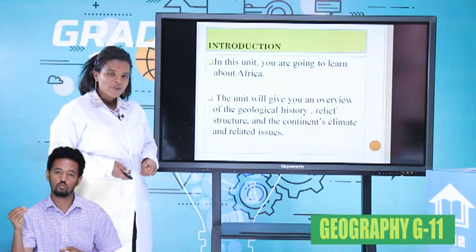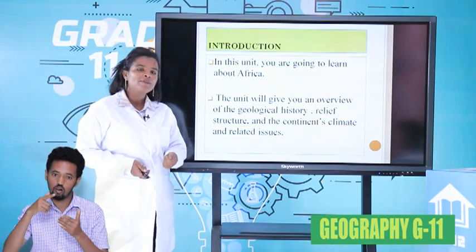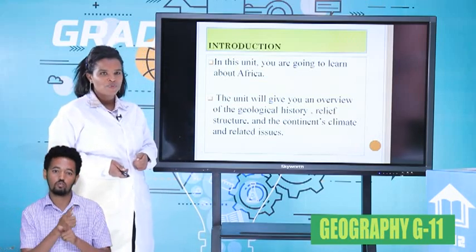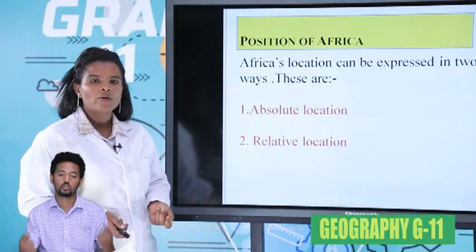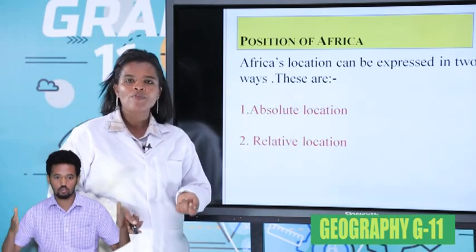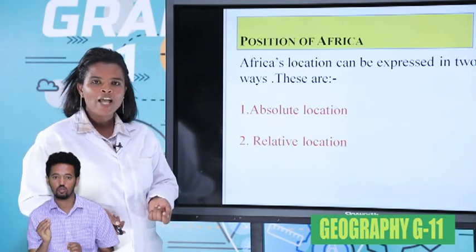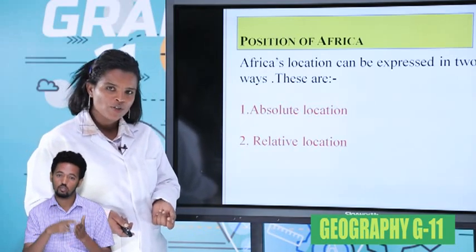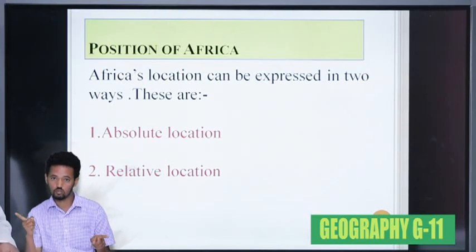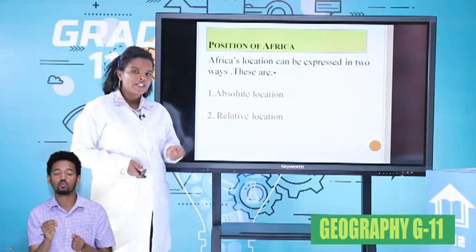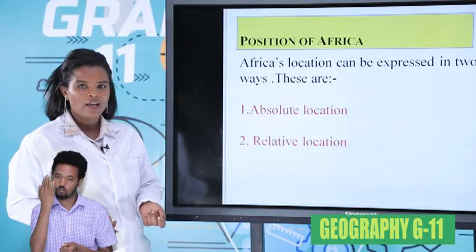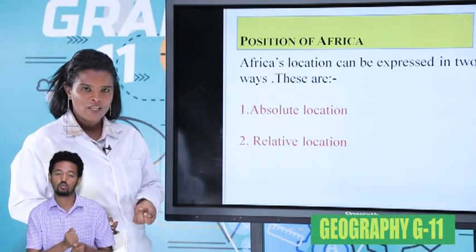So, at the end of this lesson, you will be able to explain the different geographical characteristics of Africa. Today, we are going to discuss the position, size, and shape of Africa, and the geological history and relief structure of Africa. When we see the position of Africa, Africa's location can be expressed in two ways. These are absolute location and relative location.